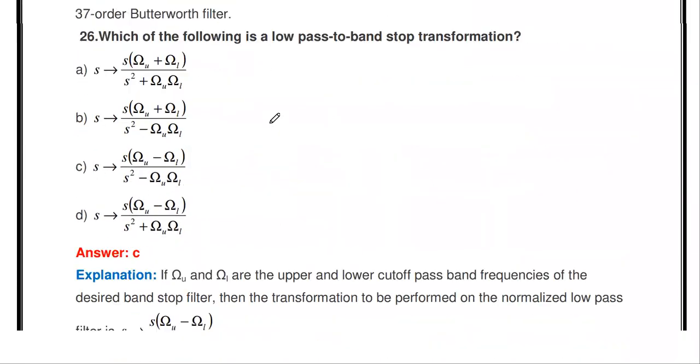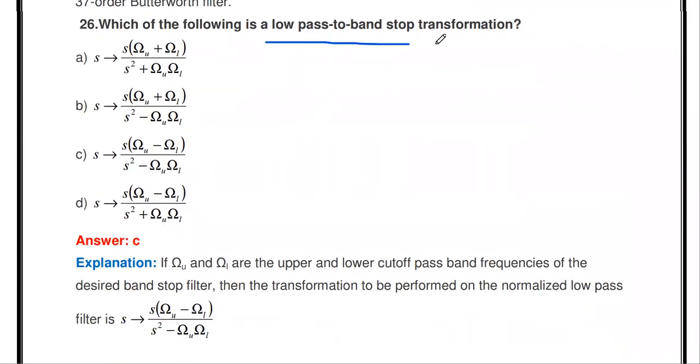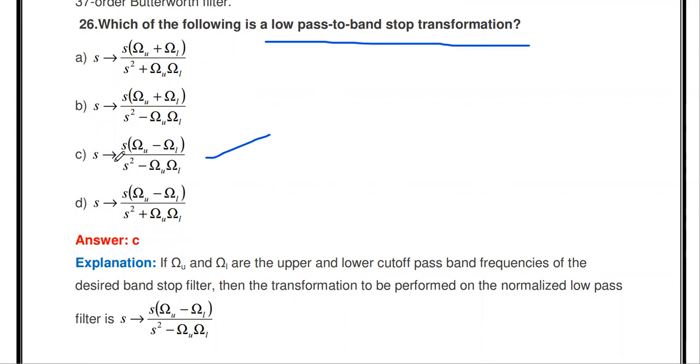Then the next one: which of the following is a low pass to band stop transformation? We already discussed one question, low pass to band pass. If you want to convert low pass to band stop, what do we have to do? It is this one: S is replaced by S into omega U minus omega L by S squared minus omega U omega L. This is the formula to convert low pass to band stop.